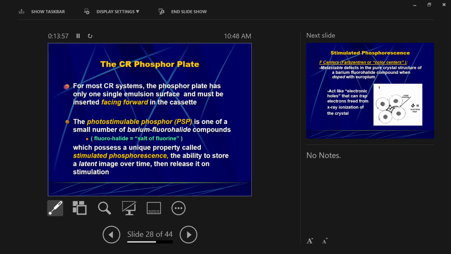The functional material on here is the phosphorus portion of it. It's referred to as a photostimulable phosphor. You got to remember that. It is typically made of material called barium fluorohalide.